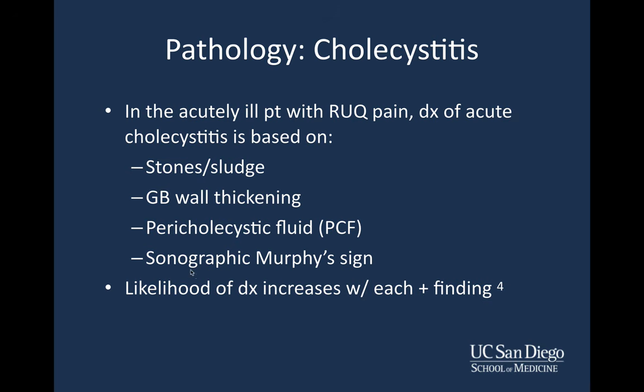So essentially, if you have a patient with just stones and nothing else, and the story is not that convincing, your likelihood that you have acute cholecystitis is rather low. However, if you have stones, you have wall thickening, you have pericholecystic fluid, and you have a sonographic Murphy sign, you can be quite certain of your diagnosis.